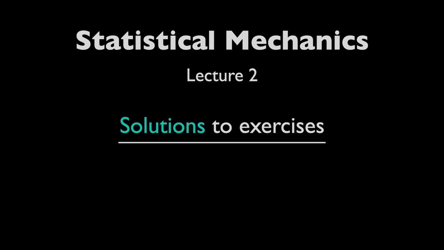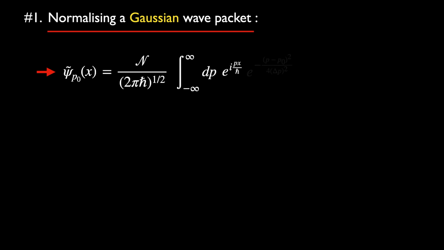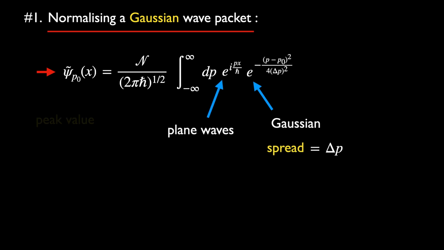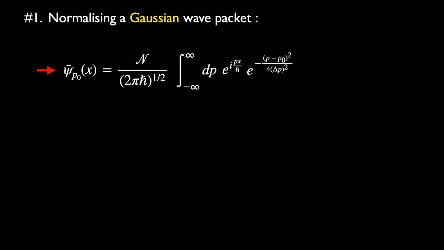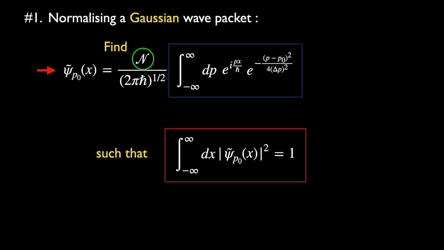Let's begin. The first exercise is about normalizing a Gaussian wave packet. This wave packet is built from the superposition of plane waves with a Gaussian momentum distribution. In this exercise, you were asked to find the constant n, such that the normalization condition is satisfied. To do this, we must first find the wave function psi tilde by calculating the integral in the blue box.